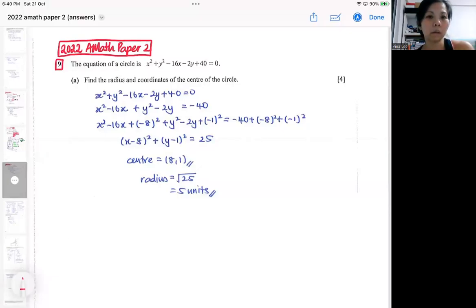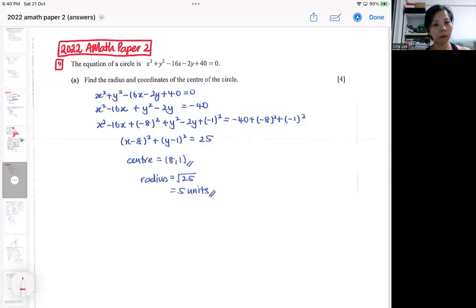Okay, for this question on circles, I would say it's quite easy, except for part B. But if you break down a little bit on part B, you find that it's not so difficult after all. Okay, so for the first part, they simply want the radius and center. So this one is a very foundation part.